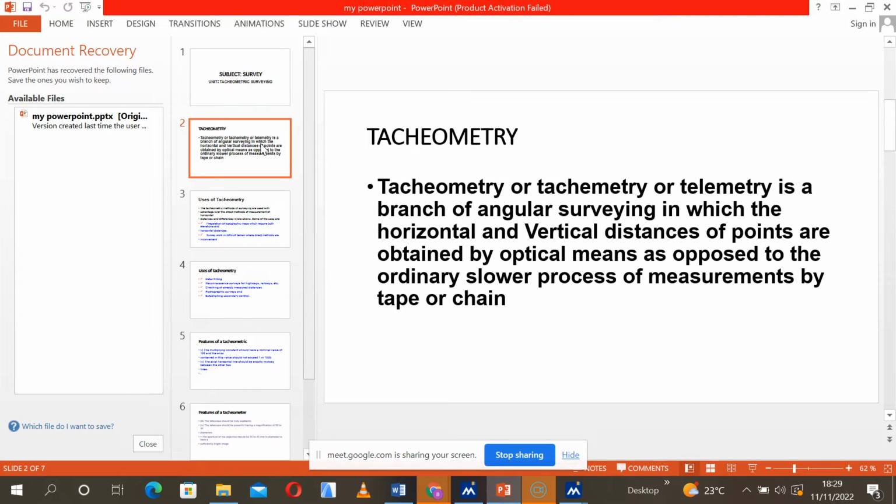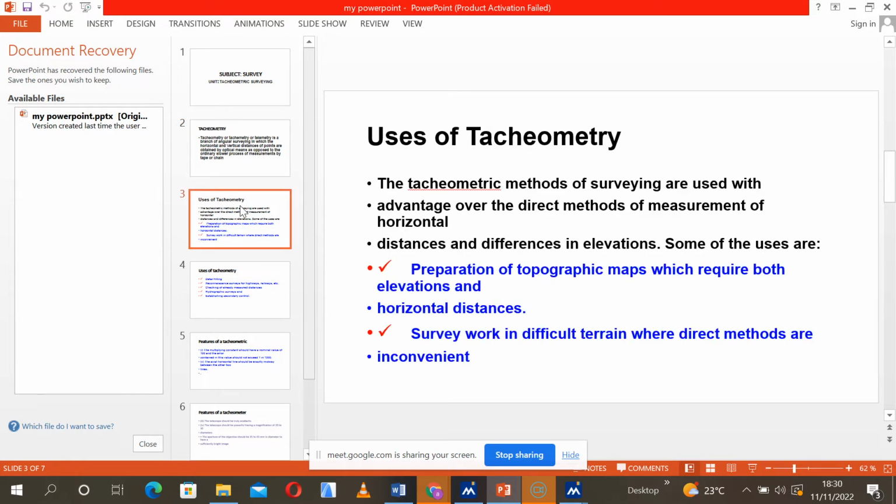The first use is preparation of topographical maps, which require both elevation and horizontal distances. You see, a tacheometer can measure vertical distances and horizontal distances. The second use is survey work in difficult terrain where direct methods are inconvenient.